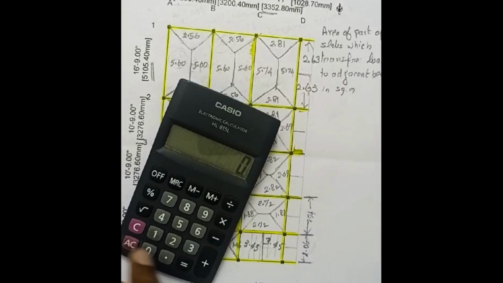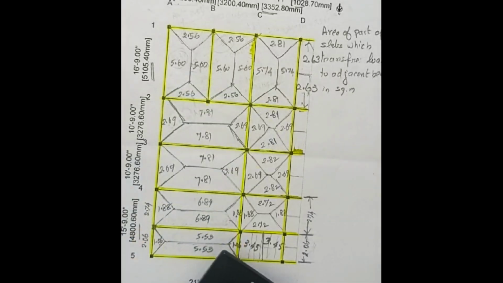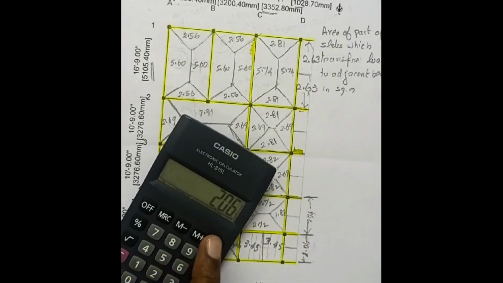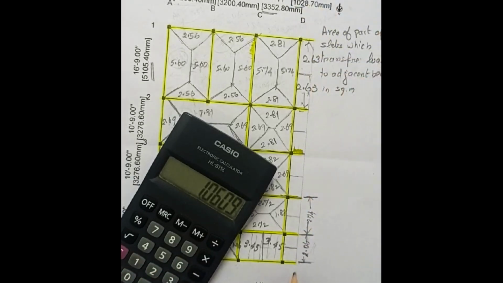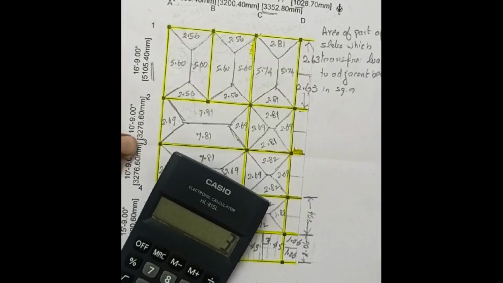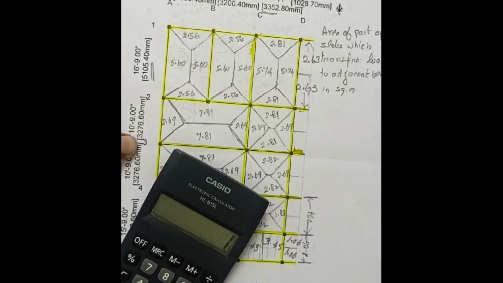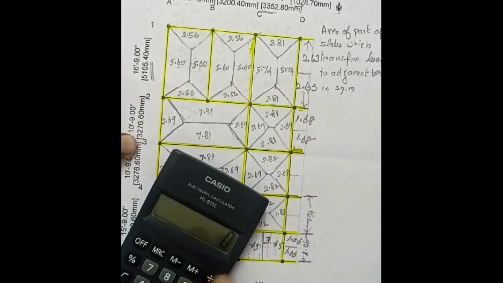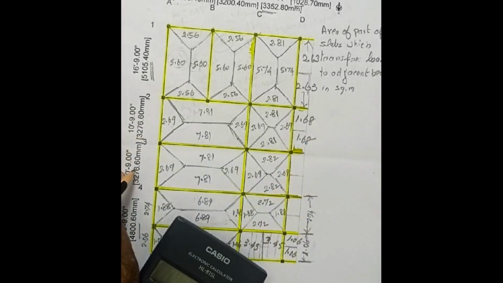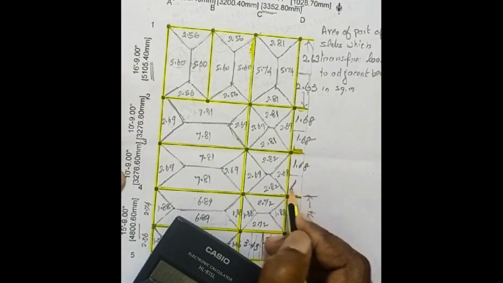In addition to this, the cantilever area. What is the cantilever area? This length is 2.06. This 50% part is 2.06 by 2 into cantilever length 1.03, which is 1.06 meter, 1.06 meter. Similarly, other places: 3.27 by 2 into 1.03, 1.68. This is 1.68. This is the same length, so this must also be 1.68, 1.68.